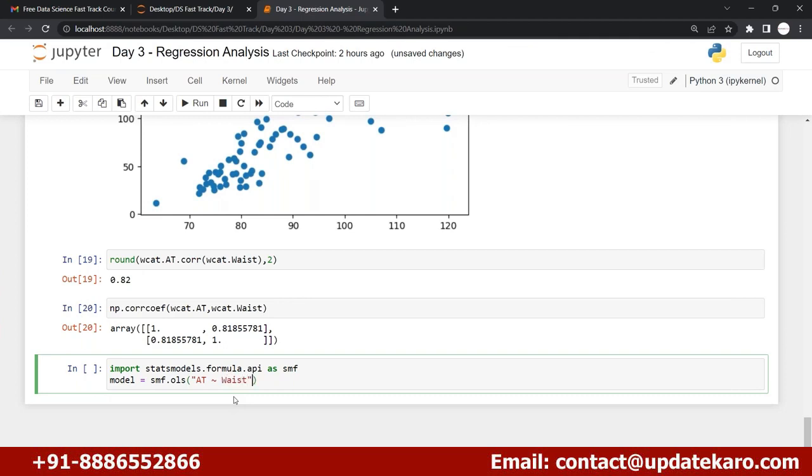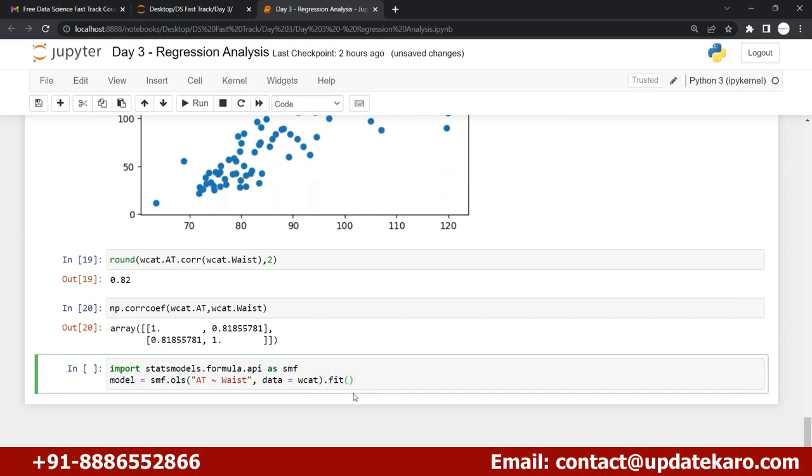Right, so we just created the formula for this, and we are providing the data. And which data are we providing? Our WCAD data. After building the model, we can simply fit this particular ordinary least squares model to fit our regression equation. So that's it, dot fit, which means create the model in short.